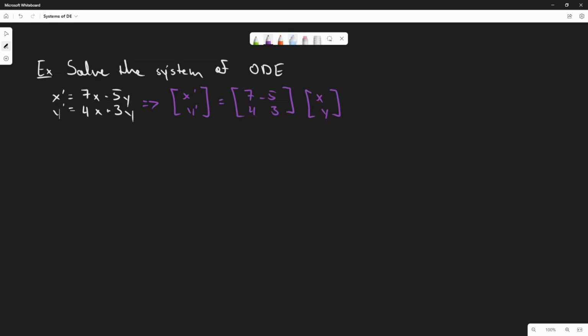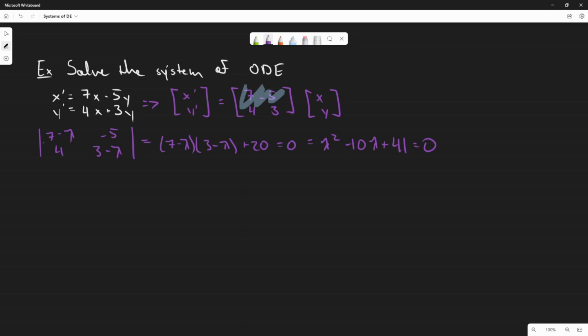Now we're going to take this matrix and find the eigenvalues. Remember, we take the determinant of this matrix minus lambda times I and set that equal to 0. So we get the determinant of 7 minus lambda, 4, negative 5, 3 minus lambda, which is 7 minus lambda times 3 minus lambda plus 20 equal to 0, or lambda squared minus 10 lambda plus 41 is equal to 0.